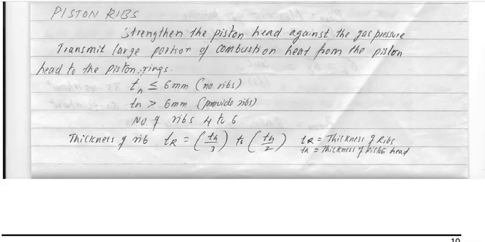After that, the piston ribs. The piston ribs are used to strengthen the piston head against the gas pressure, and they transmit a large portion of the combustion heat from the piston head to the piston rib. Here, the thickness of the head is less than or equal to 6 mm if ribs are not used, and if ribs are provided, then you have to take the thickness greater than 6 mm. The number of ribs is between 4 to 6. The thickness of rib, TR, is equal to TH by 3 to TH by 2, where TR is the thickness of ribs and TH is the thickness of the piston head.